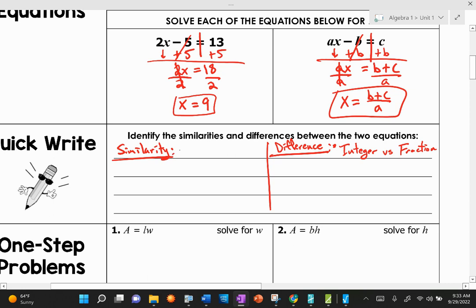Okay, so same equation. What else? Brian. One of them's a number and one of them's a letter. So another difference is the answer on the left is, we'll just say an integer. Okay. And then the one on the right is a variable answer. Good.